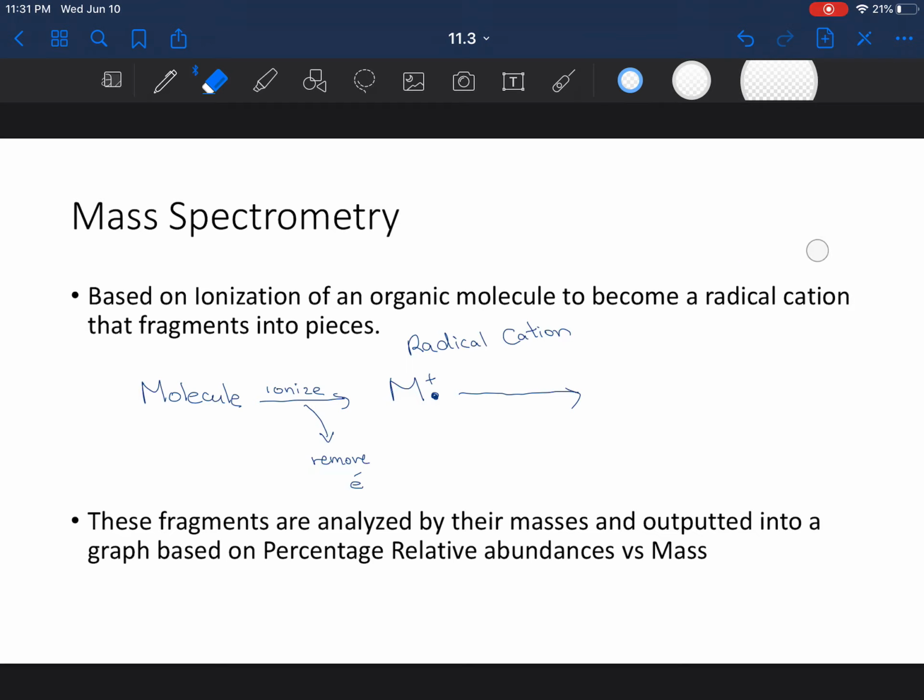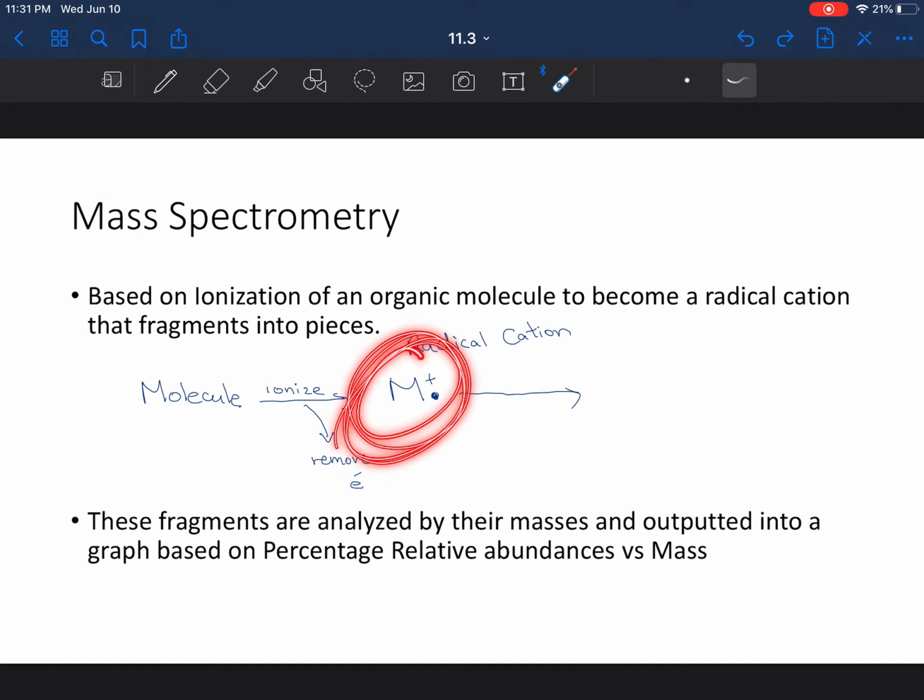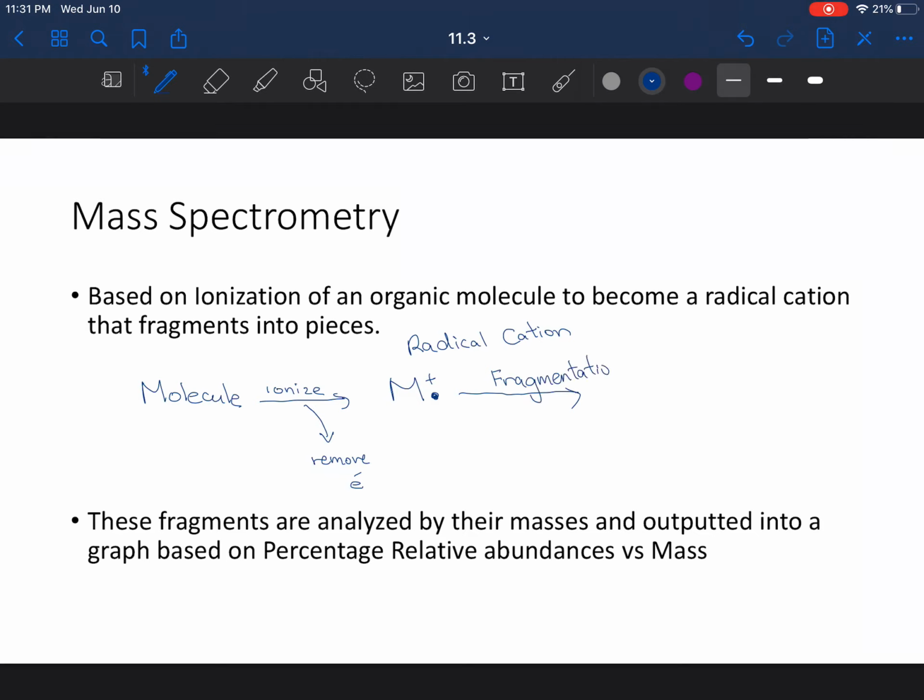Well, radical will have this as a standalone. Okay? Because of that, this is extremely unstable. So unstable that it's easy to fragment. It breaks apart. It breaks apart to two other molecules.